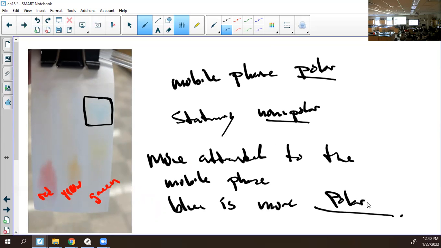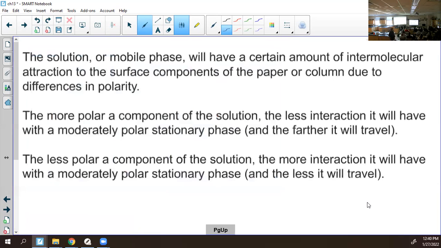Now, size does matter on these, but ultimately we're looking at its polarity, not the size of the molecule. If you look at them and they are the same type of molecule, then the one that went the farthest was the smallest. But usually they're not the same type. Okay, we sort of all right with that? I'll come back and we'll talk here.